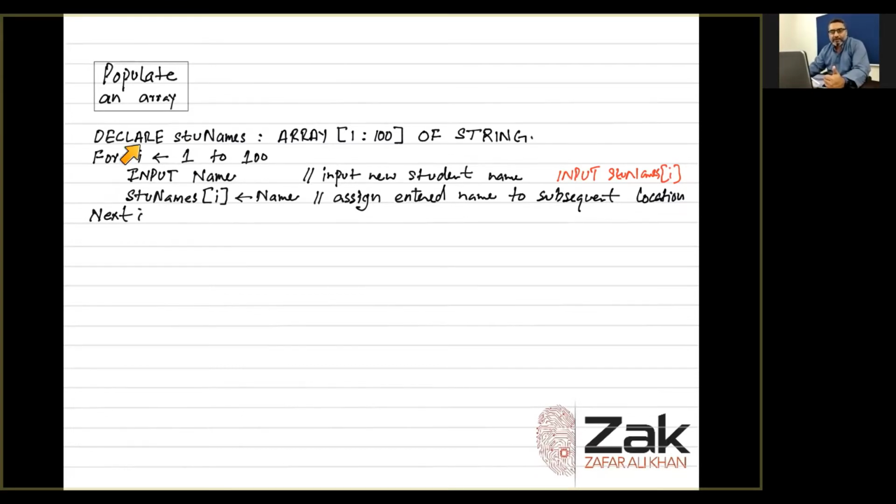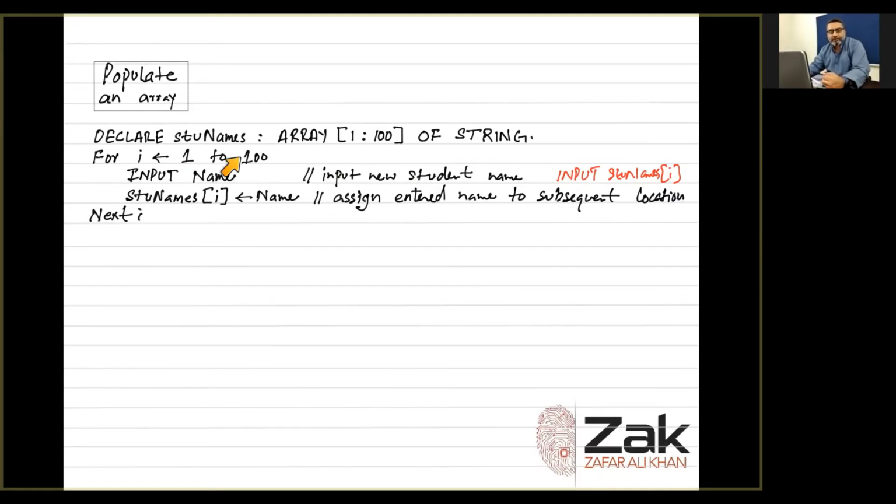So I have declared an array by the name StudentNames. Remember, these identifiers should not have a space in them. So this is StudentNames without space as an array which starts from 1, meaning the lower bound is 1, and goes to 200, of string data type. So this loop will work from 1 to 100.